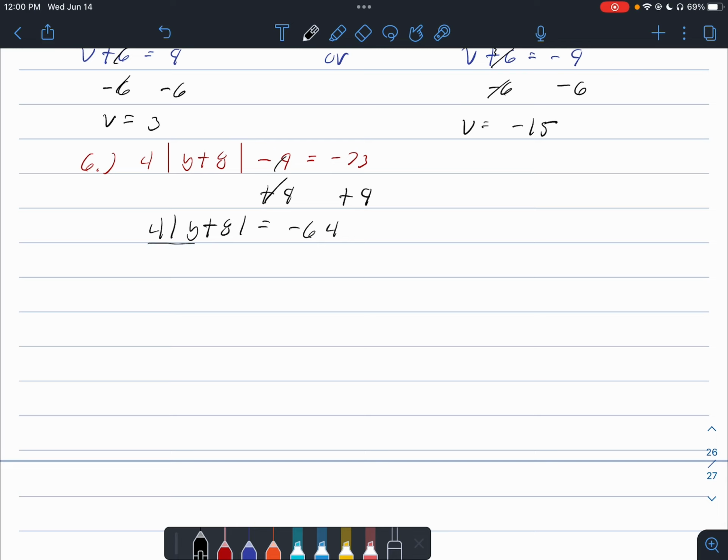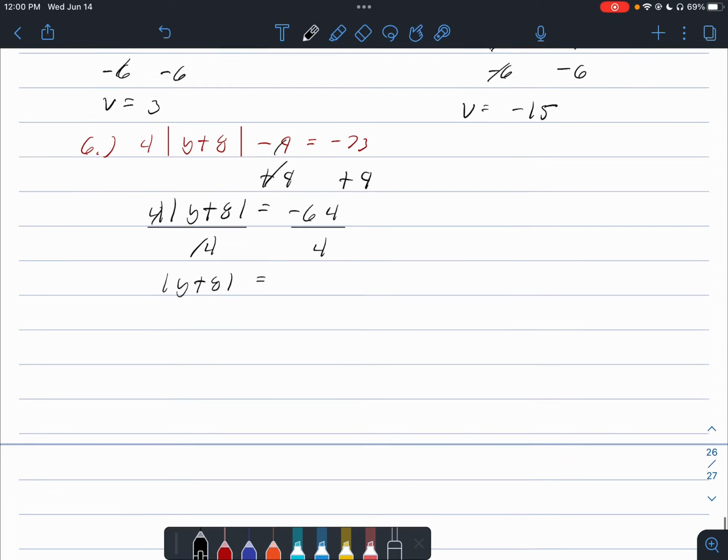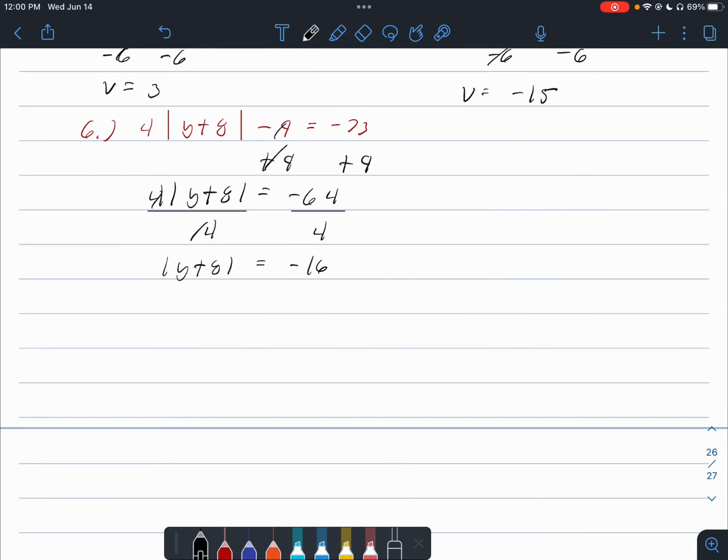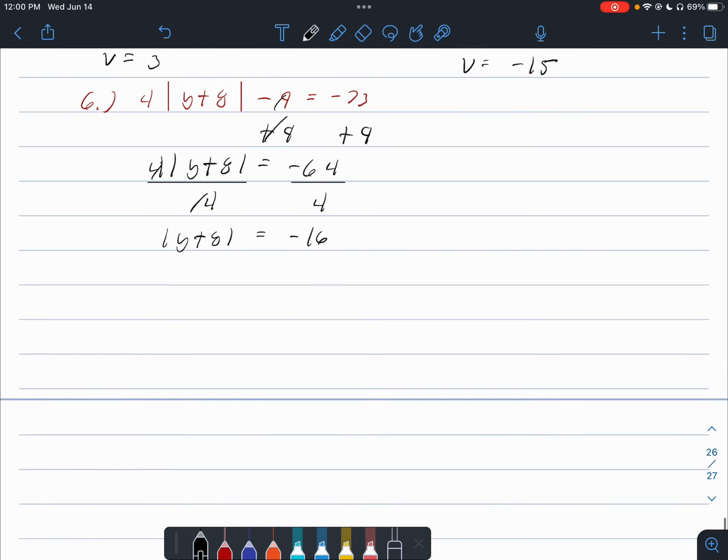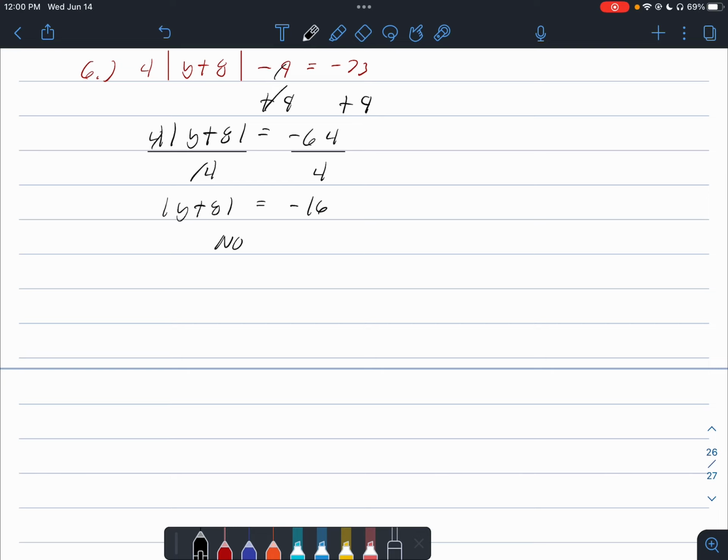Now we can divide both sides by 4, and we'll see that the absolute value of y plus 8 is equal to negative 64 divided by 4. It doesn't really matter what that is, other than that it is negative 16. We know that it's negative, and that's all that really matters here. So we have the absolute value of y plus 8 is equal to negative 16, and there's no way we can make this make any sense. So we have to say there is no solution.